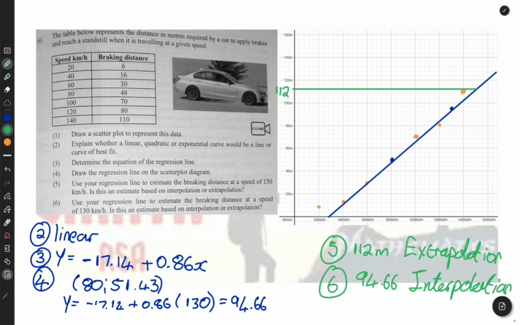That's it. This is really all you need to know for grade 12 stats. I hope it makes sense. Go and get these marks.